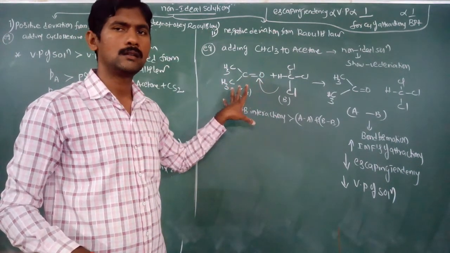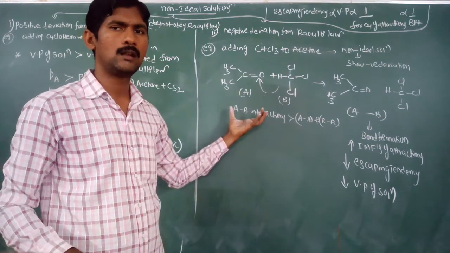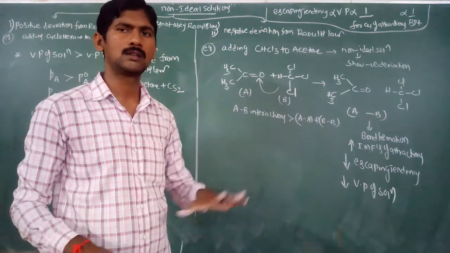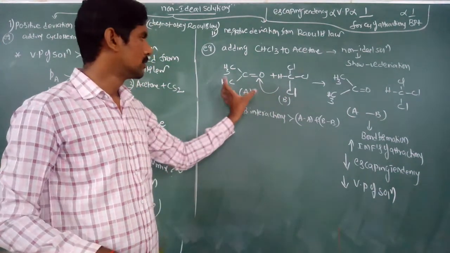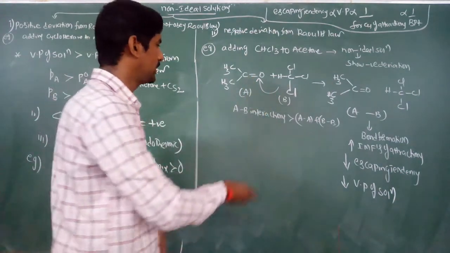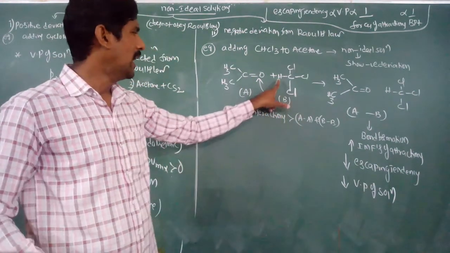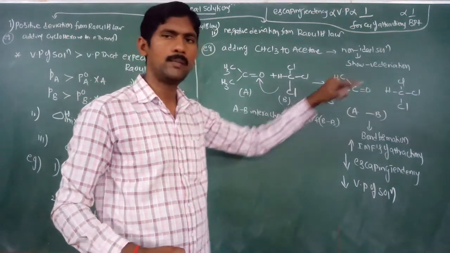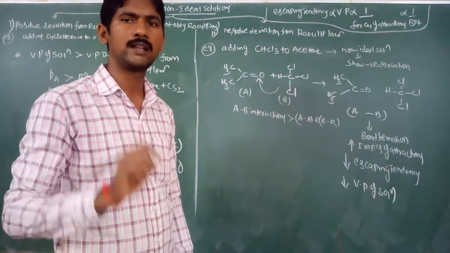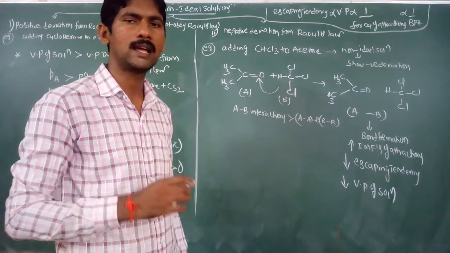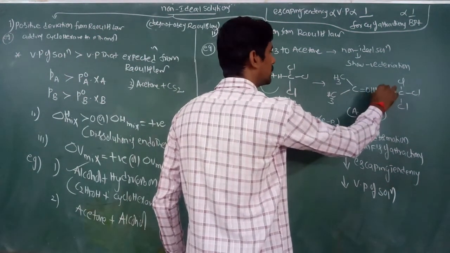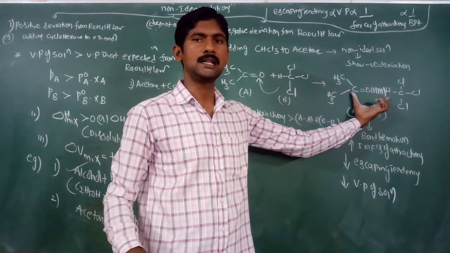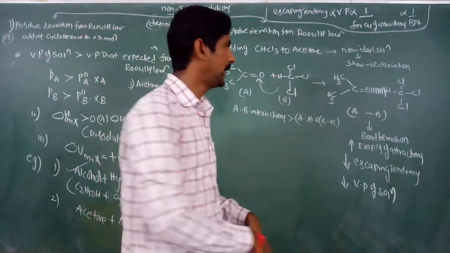Before adding chloroform to acetone, there are simple dipole-dipole interactions or London forces. Between chloroform molecules, there are London forces. So there are simple intermolecular forces of attraction between A and A, and B and B. After adding chloroform to acetone, there is strong hydrogen bonding formation between chloroform and acetone, that is between A and B. Hydrogen bonding.